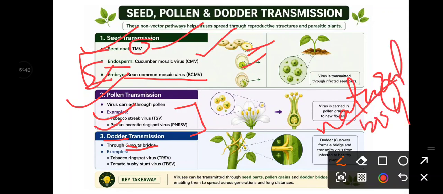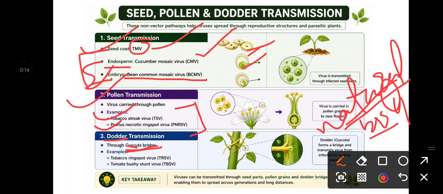So what happened, this virus initially in this Cuscuta, this is a phanerogamic plant parasite. When it infects a virus-infected plant, the virus transmits from the infected plant to a healthy plant through this Cuscuta bridge. That's why it is known as the natural bridge for the virus.